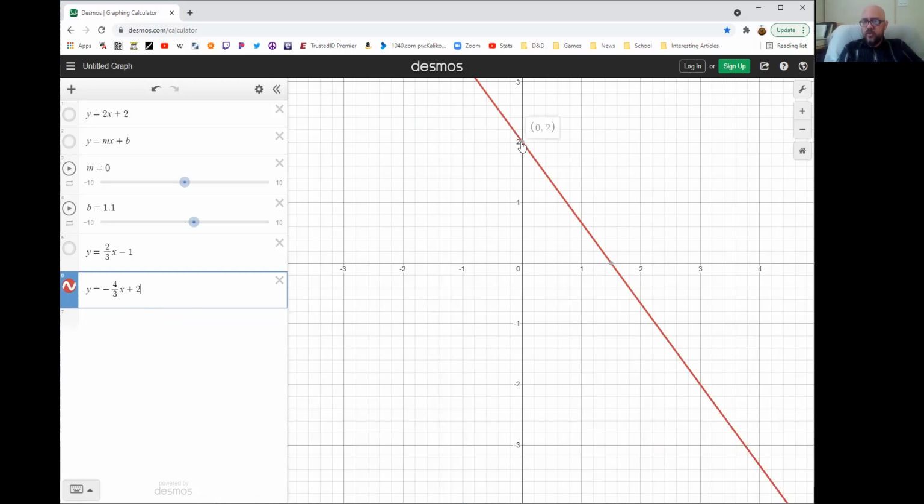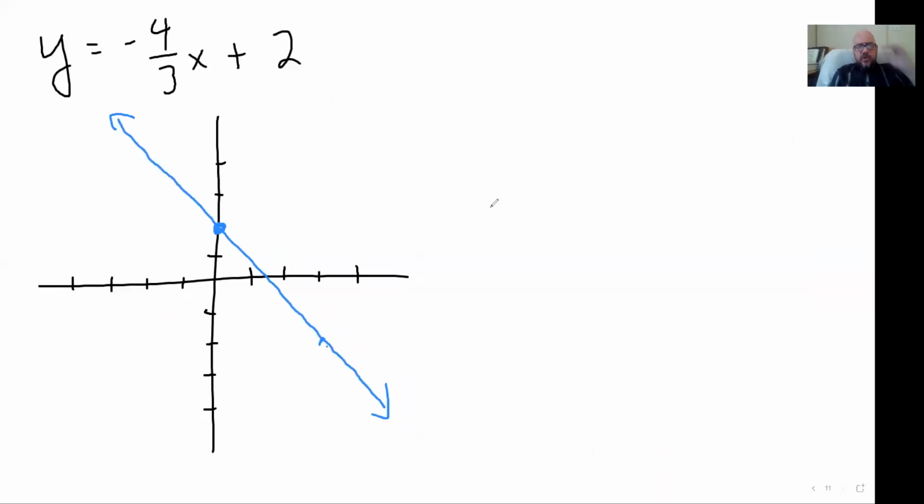Y-intercept of (0, 2). And then we would go down, right 3, down 4. So right 3, 1, 2, 3, and then down 4, 1, 2, 3, 4, down to here. Lo and behold, it's exactly where we thought it would be. Cool. So that is the basic idea of how to graph a line when it does not start in slope-intercept form.